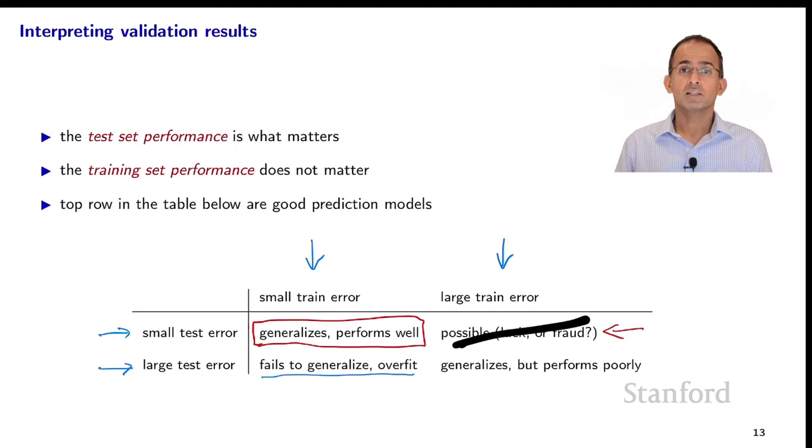And then the worst case of all, we have large training error and large test error. It generalizes okay. You know, it does the same thing on the test data that it does on the training data, but it doesn't do very well on the training data.